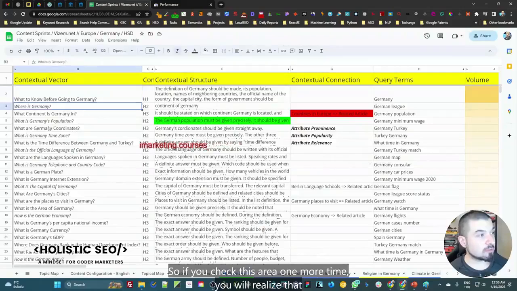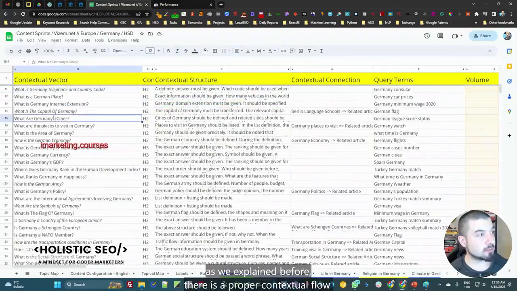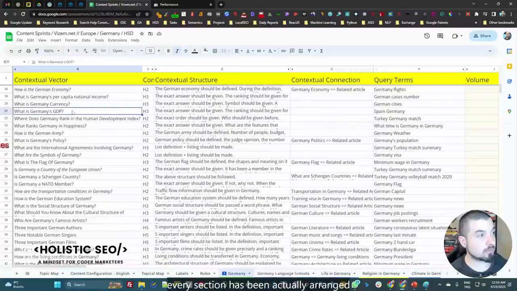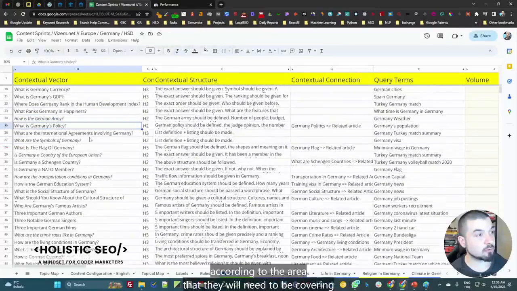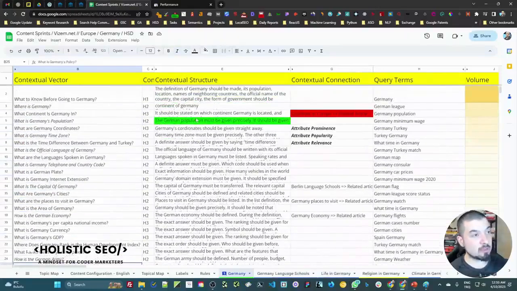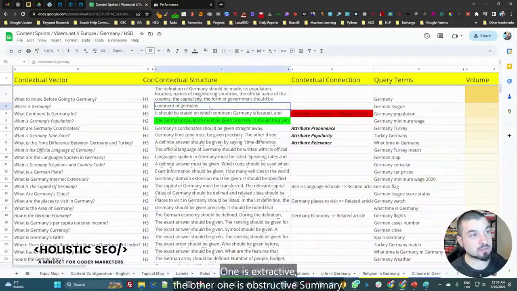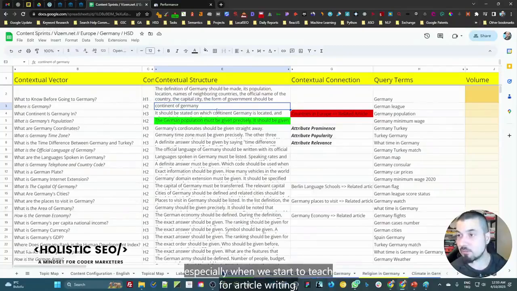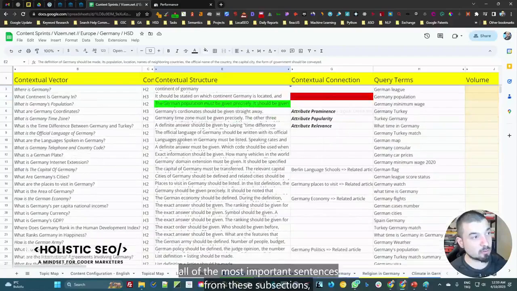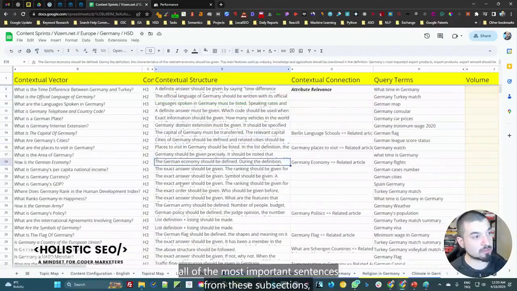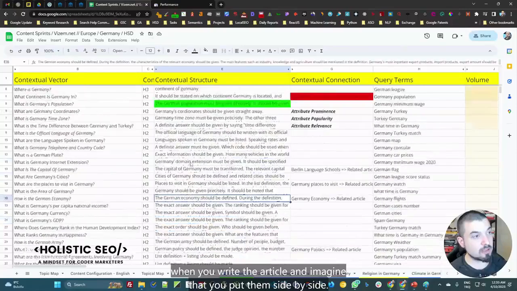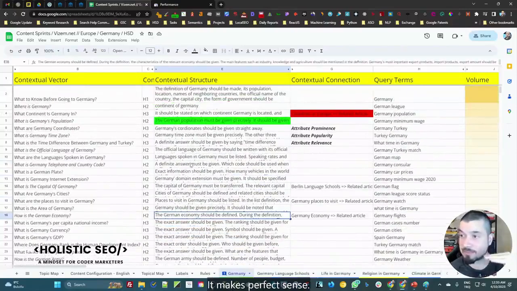So if you check this area one more time, you will realize that, as we explained before, there is a proper contextual flow. Every section has been arranged according to the area that it will need to cover. One more final thing is, our general summary section has 2 subsections. One is extractive, the other one is abstractive summary. These will be explained especially when we start to teach article writing, which will be mainly for actual authors rather than SEOs. But imagine that when you get all of the most important sentences from these subsections when you write the article, and you put them side by side, it makes perfect sense.